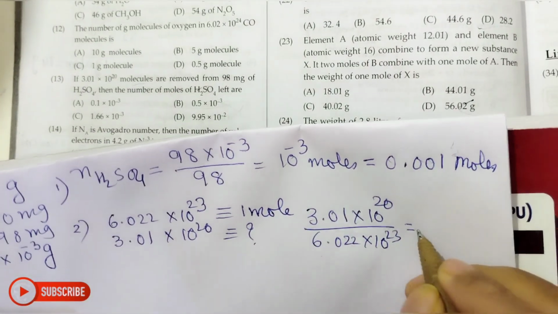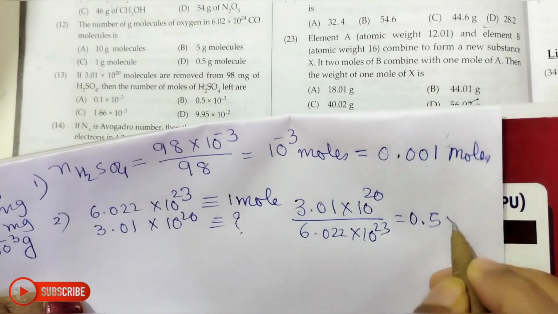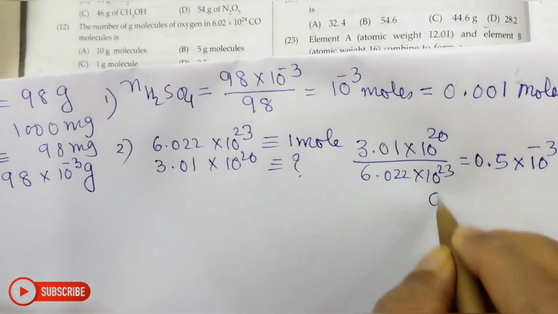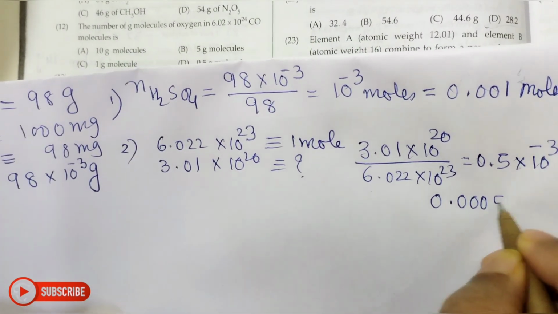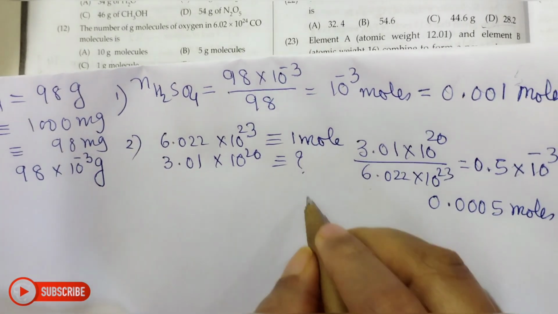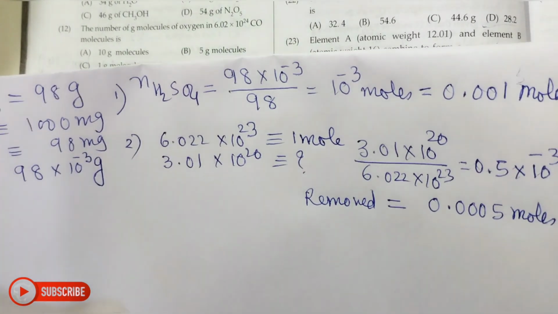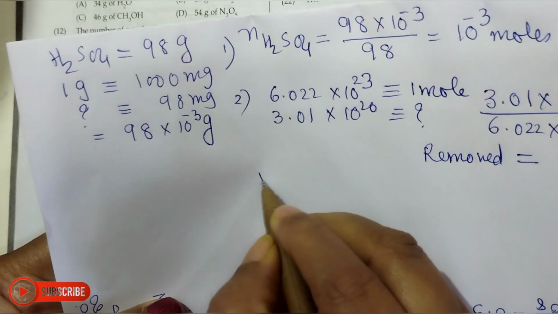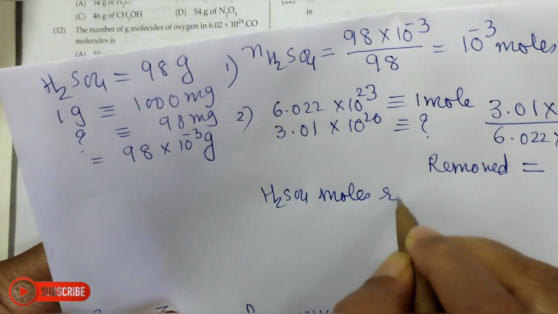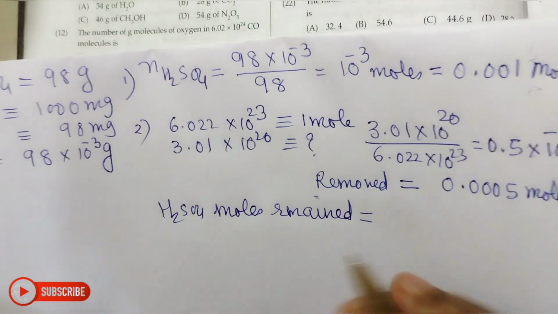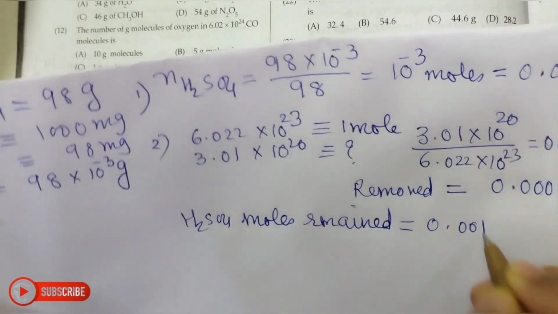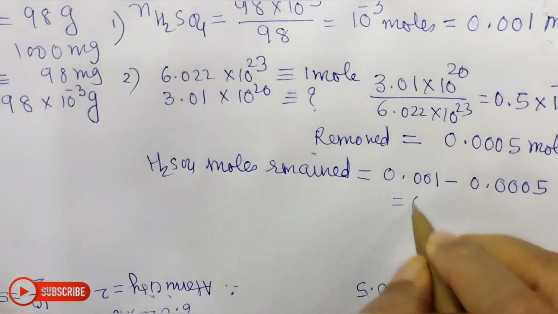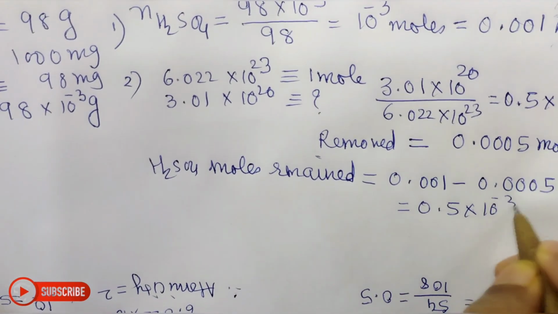So what you get here is 0.5 into 10 raised to minus 3. How can you write this, student? You can write this value as 0.0005 moles. Those moles that you have calculated are the removed moles. You have initial moles, you have removed moles. So what is left will be equal to, so H2SO4 moles remaining is equal to the initial moles, that is 0.001, minus the removed, 0.0005. So the answer here will be 0.5 into 10 raised to minus 3 moles.